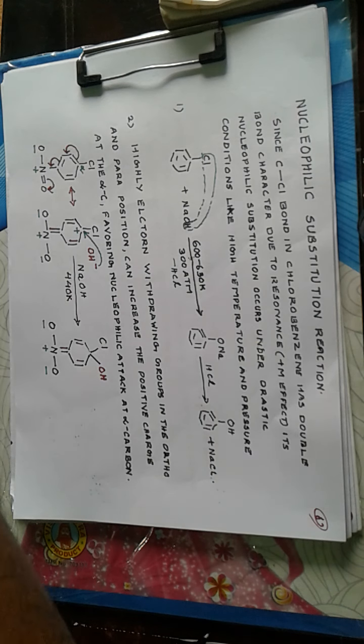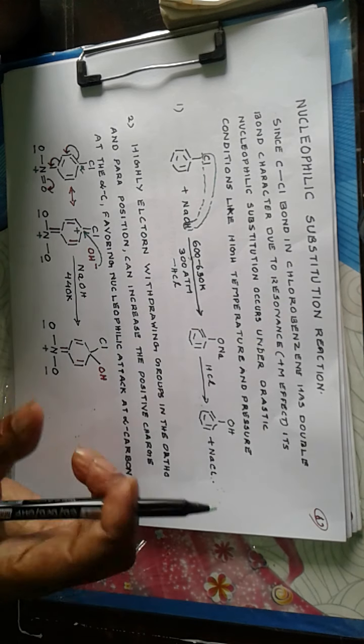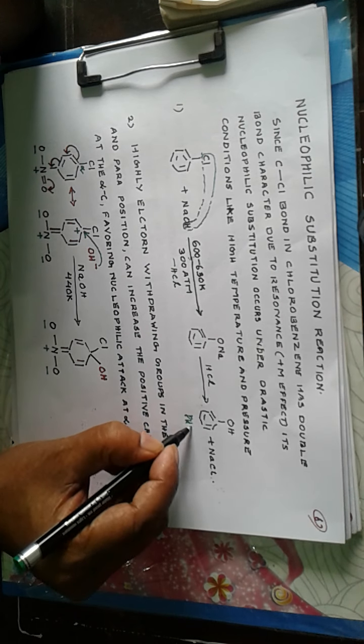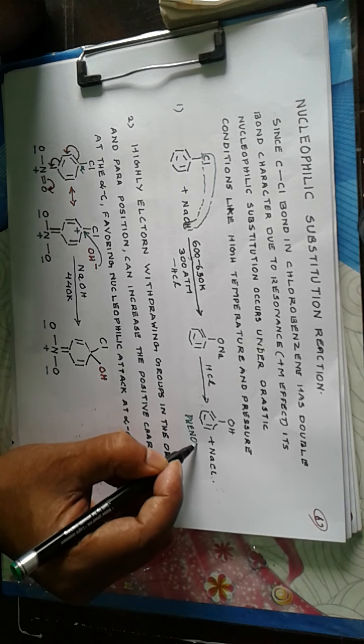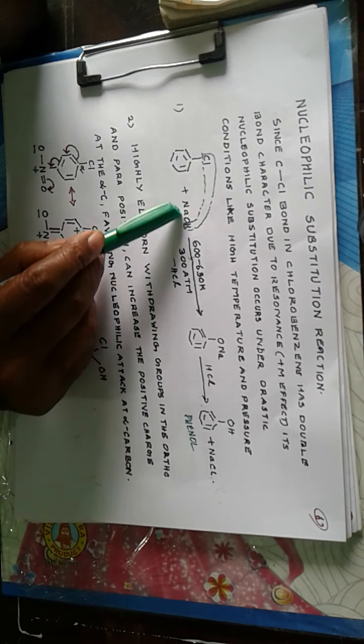Then coming to nucleophilic substitution reactions of chlorine. Now, I told you earlier that the impossible can be made possible by extreme conditions like high temperature, high pressure, and even the presence of a catalyst. So, chlorobenzene can be converted to the corresponding hydroxy derivative called phenol. You replace Cl by OH, and for that process we require NaOH.